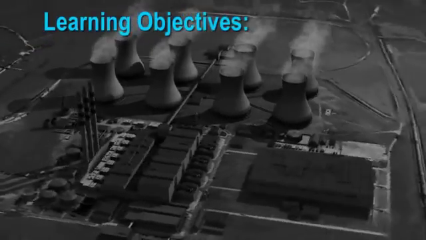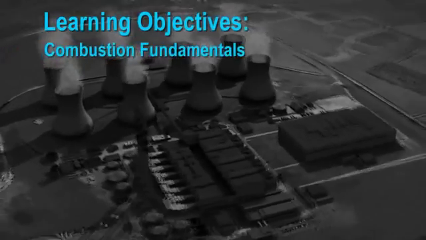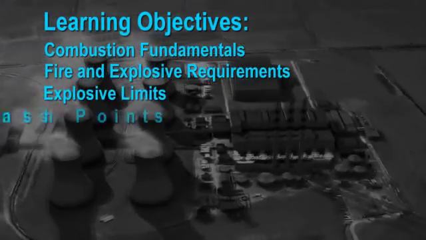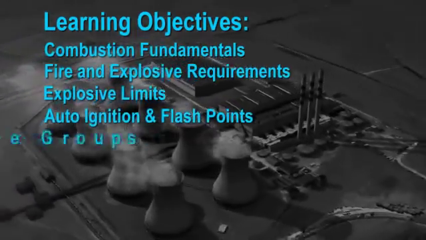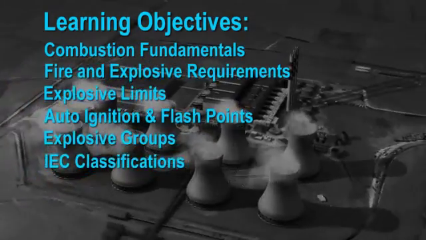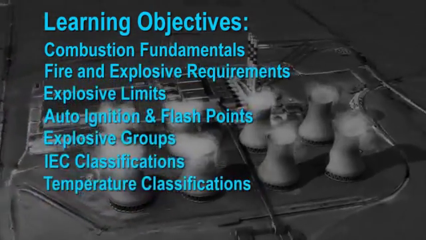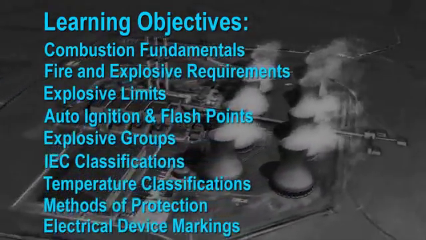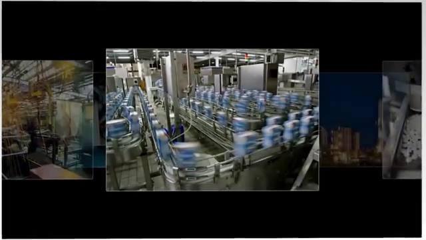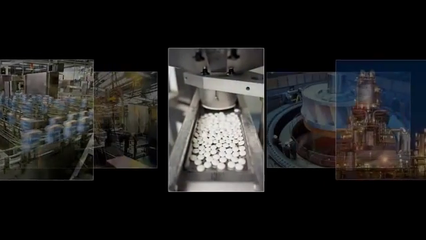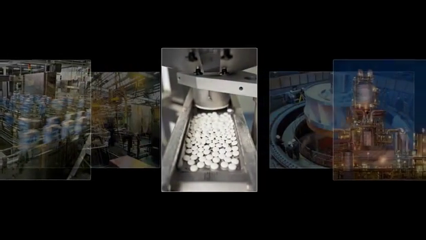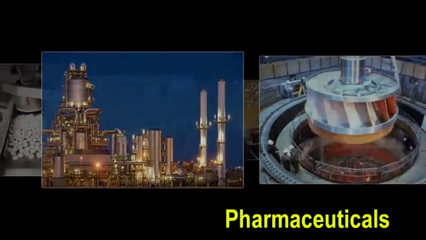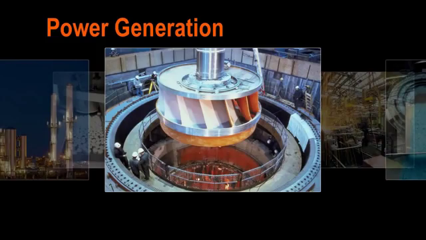The learning objectives for this training module are combustion fundamentals, fire and explosive requirements, explosive limits, auto ignition and flashpoints, explosive groups, IEC classifications, temperature classifications, methods of protection, and electrical device markings. A combustible gas or dust explosion may exist in a variety of industries, including petrochemical and refining, food processing, pharmaceuticals, and fossil fuel power generation.